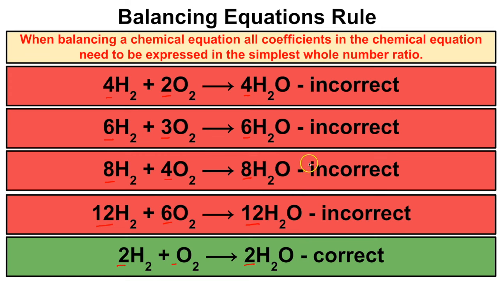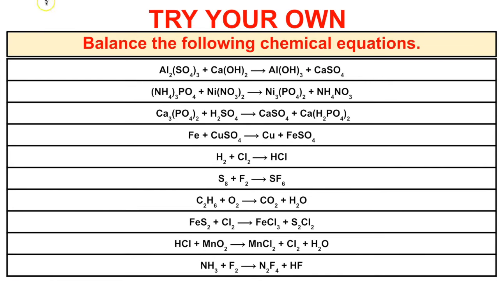So an important thing to keep in mind is when you're balancing these chemical equations, make sure that all of the coefficients are expressed in the simplest whole number ratio. If there's something that you can factor out of every single one of those coefficients, then that needs to be done. So let's take a look at some more problems that you can try on your own. And what I recommend you do at this time is pause the video. Go ahead and pause the video and try these out on your own. Take 10-15 minutes to try these out. Write them down on a piece of paper.